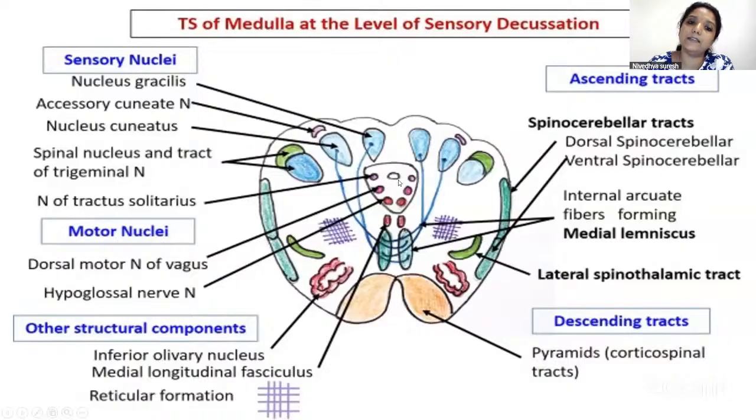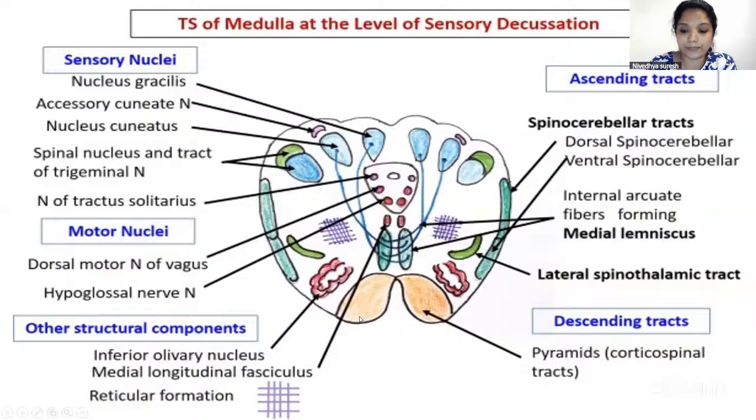So in this section through the middle of the medulla, the main important feature is the formation of the medial lemniscus. Then you can see a few nuclei of the cranial nerves. Then the important structure is the MLF, the medial longitudinal fasciculus, and this is the reticular formation.